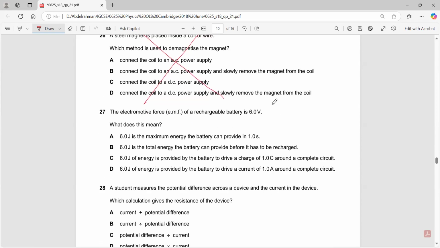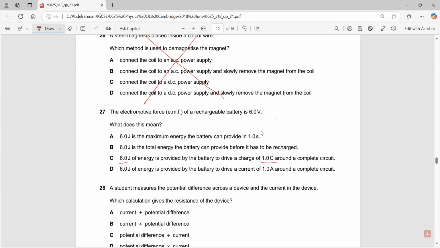The electromotive force of a rechargeable battery is 6 volts. What does this mean? 6 joules is the maximum energy the battery can provide in 1 second? No. 6 joules is the total energy that can be provided before it has to be recharged? No. 6 joules of energy is provided by the battery to drive a charge of 1 coulomb around a complete circuit. Yes.